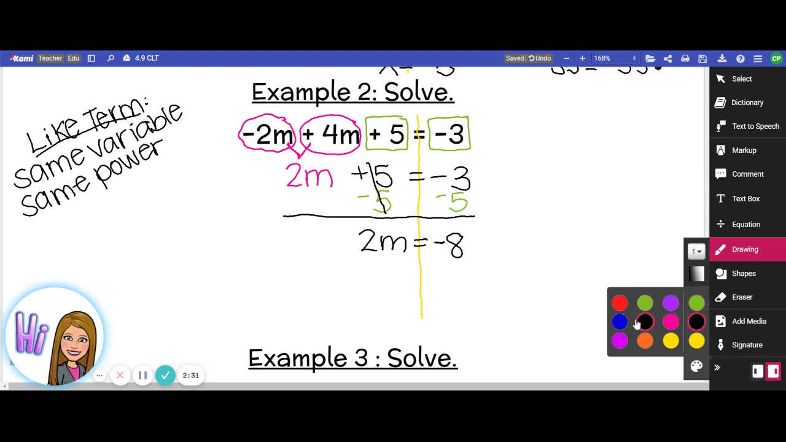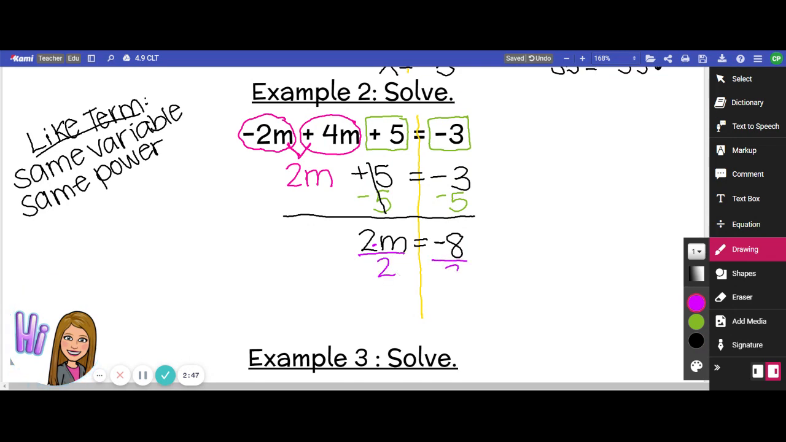The last step is to look at 2m. This is now just a one-step equation. The 2 is being multiplied by m. This did an operation. So the opposite of multiply is to divide. So to move the 2 to the other side, I can divide by 2 on both sides, canceling out this. So I'm left with just m.